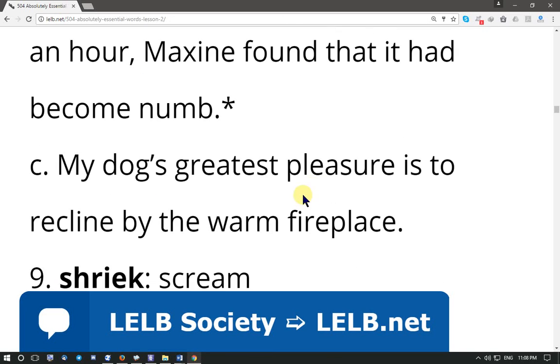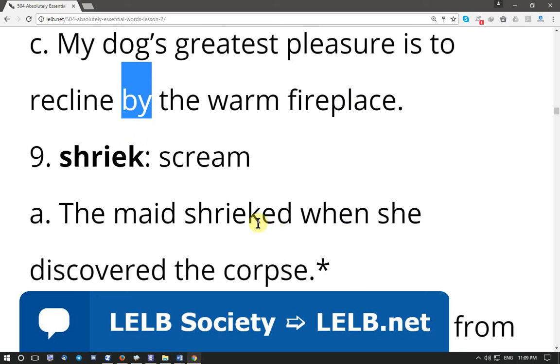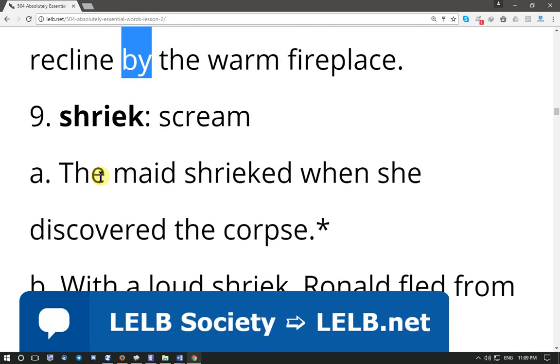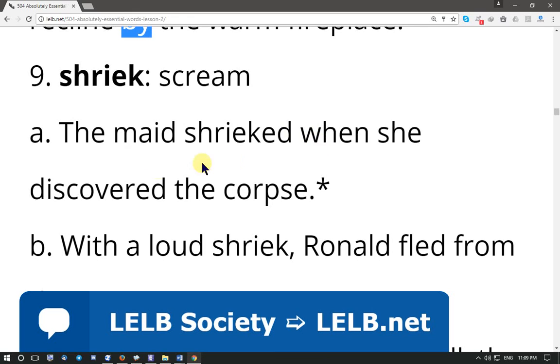My dog's greatest pleasure is to recline by the warm fireplace. So the dog's greatest pleasure is to recline or lie down by, which here means next to or near, the warm fireplace. Okay, number 9. Shriek means a scream. Yell. The maid shrieked when she discovered the corpse. Maid means female servant. Servant.